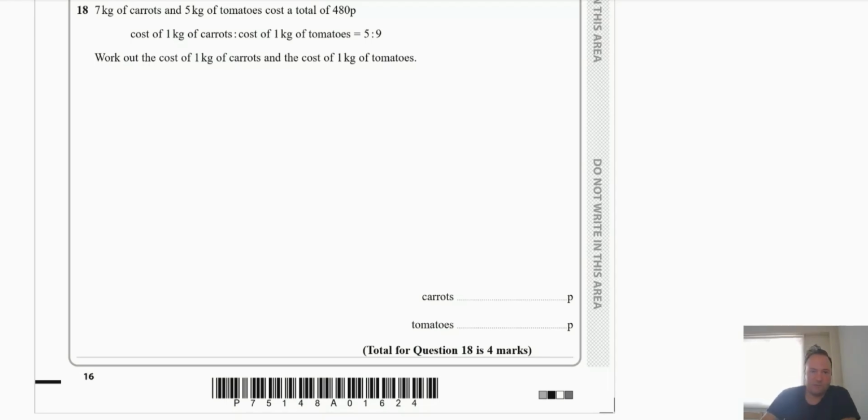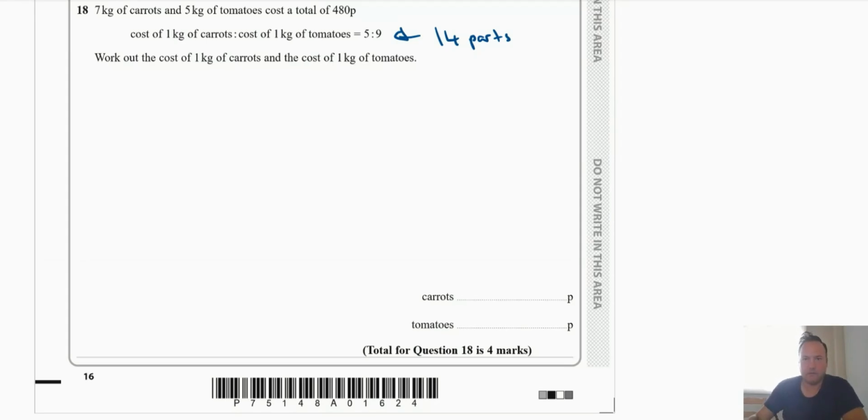Right, so the best thing to do with this, guys, is to first of all consider the parts of the ratio. We know that altogether, if we add up the number of parts, there are 14 parts altogether in this ratio. That's the most important thing, first of all. Now, 7 kilograms of carrots and 5 kilograms of tomatoes cost 480. That we know at the moment.